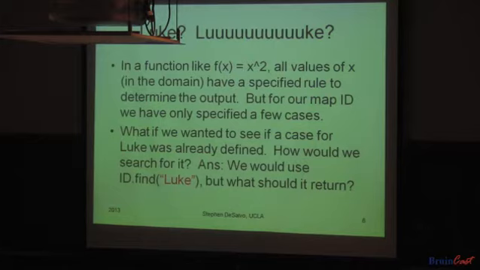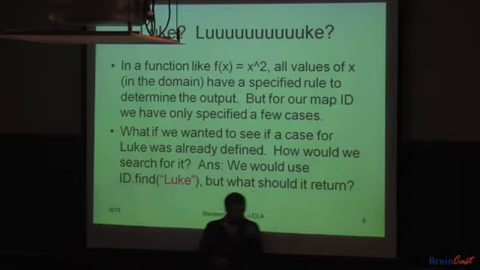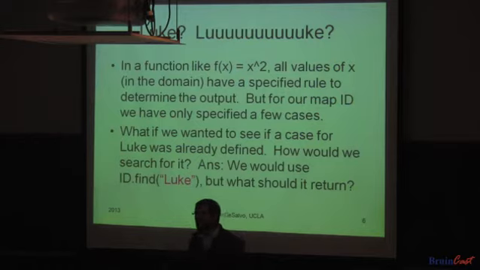Okay? So let's see. In a function like f of x equals x squared, all values of x have a specified rule to determine the output. But for our map ID, we only have specified a few cases. So for example, let's suppose we wanted to see if Luke was in our list, but there's no guarantee that Luke actually has a mapped value. Okay? So just because we have this idea of a map which maps certain string values to certain int values, it doesn't mean that all possible strings have a relationship with an int value.